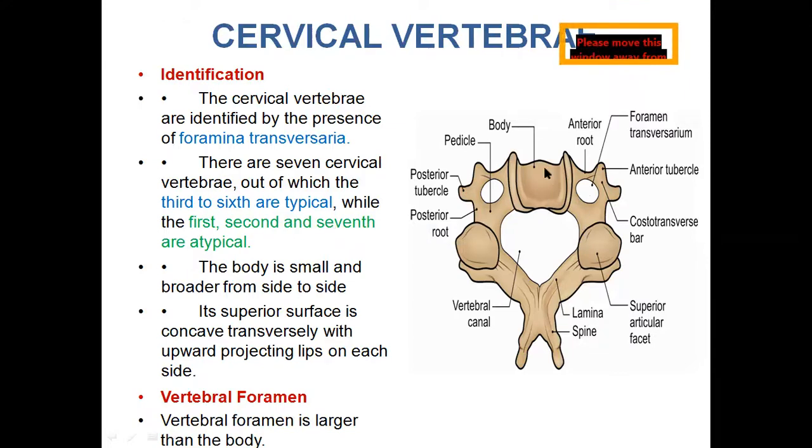This area is called the body, which is small and broader from side to side. Its superior surface is concave transversely. These are the projecting lips on either side. Okay, and this big hole you are finding here is the vertebral foramen.